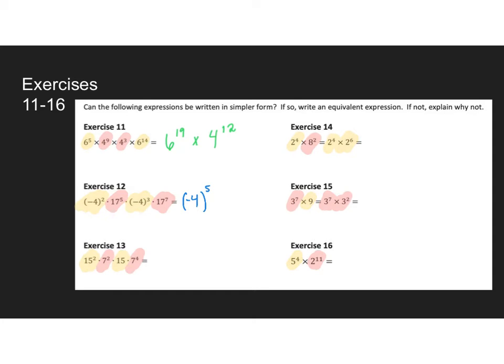And then my 17s, I can also combine those. Those are the same as 17 to the, what's 5 plus 7? 12. Okay, check that off. Make sure you got it down. Let me know if you have any questions about it.